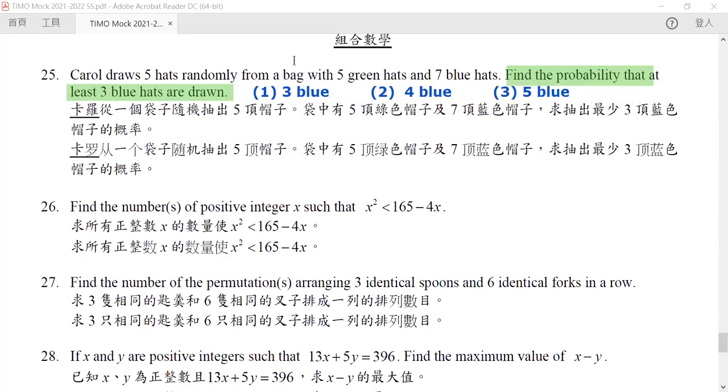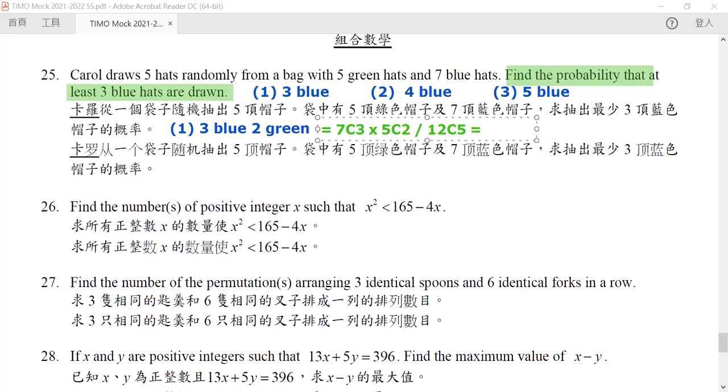Okay, so now let us calculate. The probability of drawing 3 blue means that it must be 3 blue and 2 green. So what's the probability of drawing 3 blue plus 2 green? The probability is exactly equal to, you get 3 from the 7, so 7C3, multiplied by you get 2 from the 5, so it's 5C2, and then divided by all the hats. We have 12 hats, and you select 5. So this is the probability.